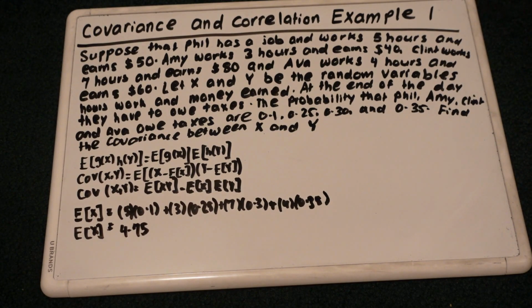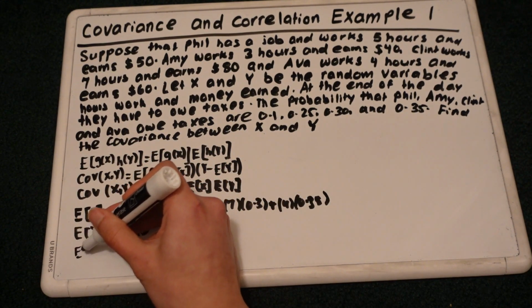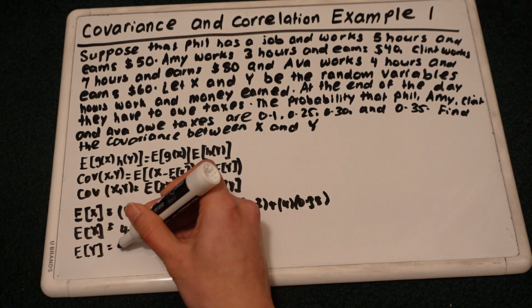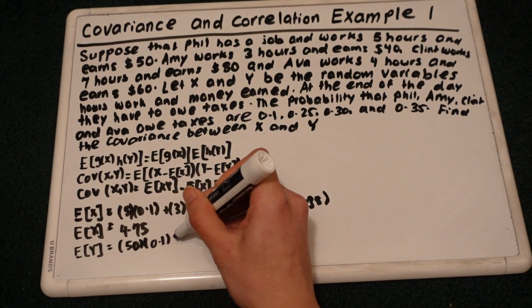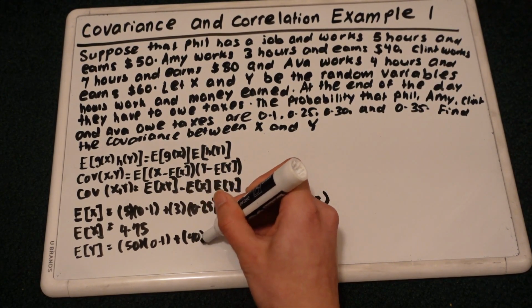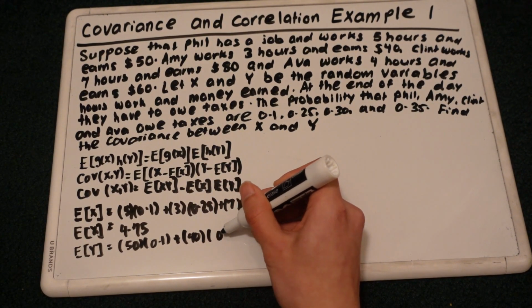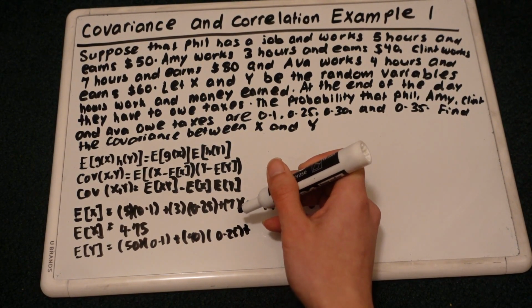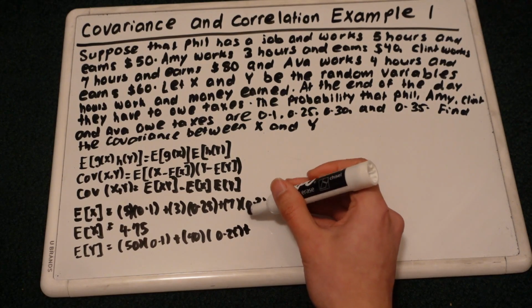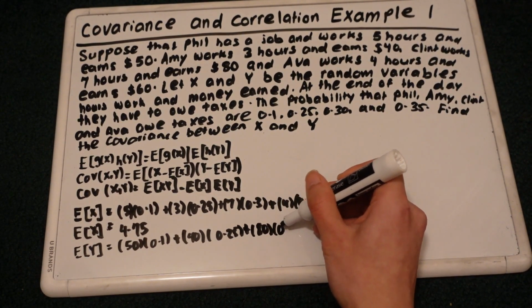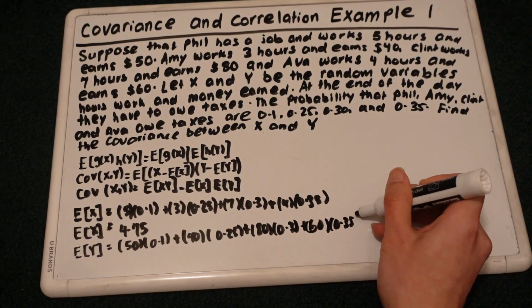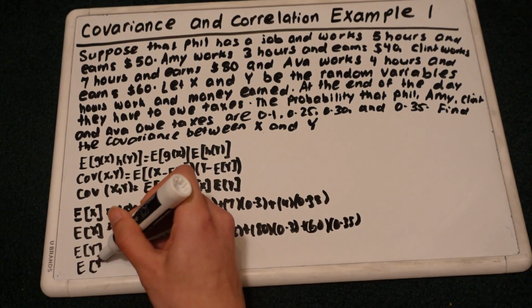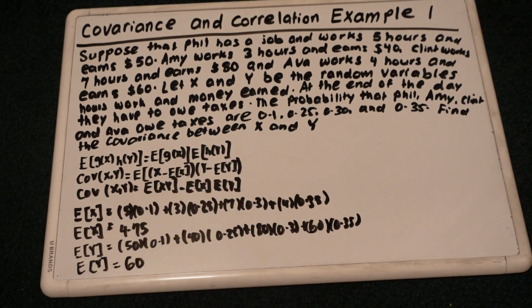And now let me work with the y. That would be 50 times 0.1 plus 40 times 0.25 plus 80 times 0.3 plus 60 times 0.35, and this would equal 60. So we figured out the expectation of x and y.